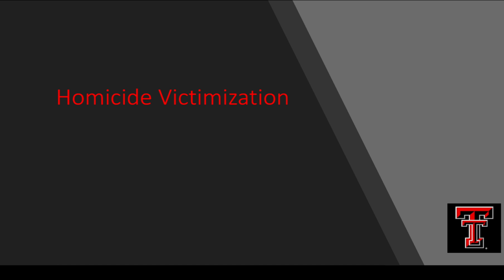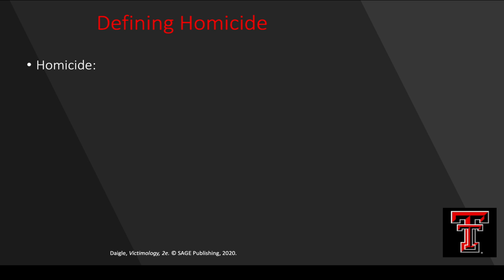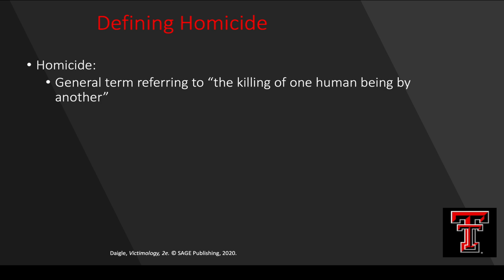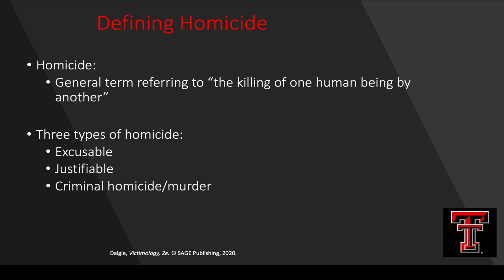This is the PowerPoint for Chapter 6 of our textbook, Homicide Victimization. So defining homicide: it is defined as a general term referring to the killing of one human being by another. And there are 3 types of homicide, which we're going to talk about here in a second. The first being excusable homicide, second being justifiable homicide, and the third, criminal homicide, which includes murder and also manslaughter.